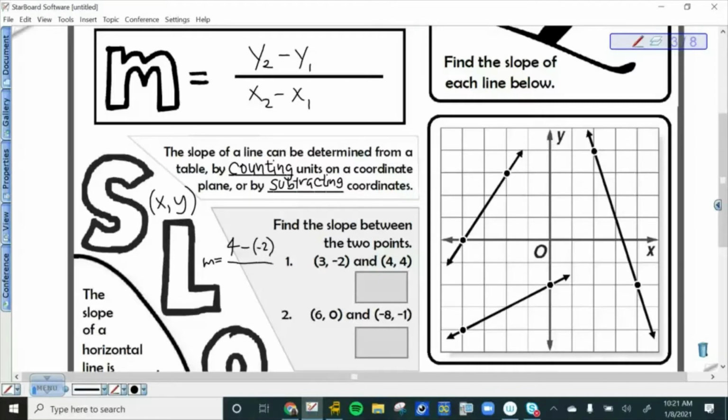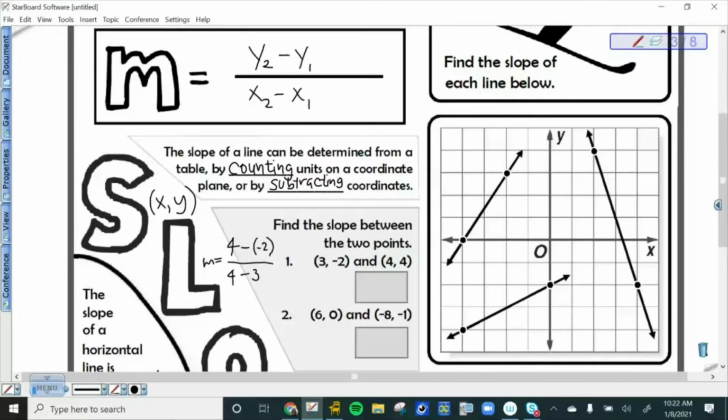And then my run will be, I have to use the corresponding x value. So I start with 4, and then I subtract 3. So in the numerator, I have 4 minus -2. What happens when I'm subtracting a negative number? Wouldn't it be 2? 4 minus -2 is -2.